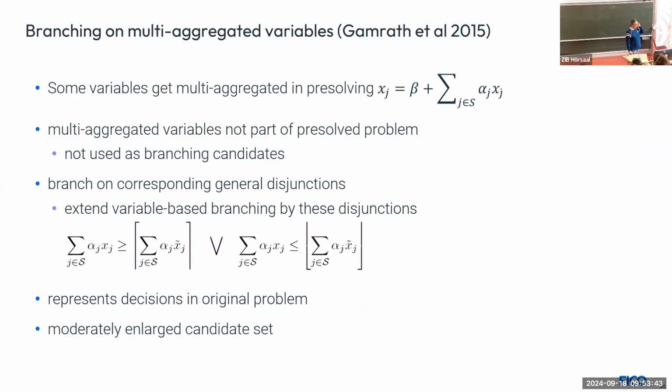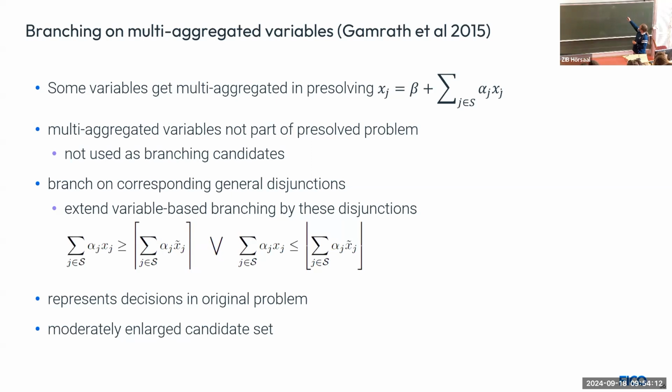One way to make branching on general disjunctions work in practice is branching on so-called multi-aggregated variables. We will see in the presolving presentation that in certain situations, the solver will exchange a single variable by such a statement, by a linear sum.